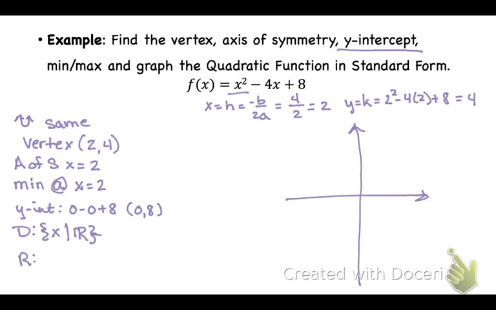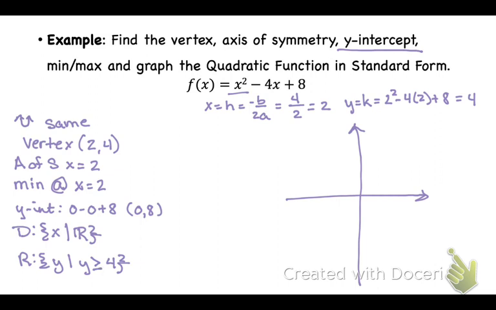Range, 2 to infinity. We have y and we have 4. Where'd the 4 come from? It's less than what? From the vertex. It's the K in the vertex, yes? Mm-hmm. Is 4 the smallest or is 4 the biggest? Smallest. It's the smallest. So y is going to be greater than or equal to 4.